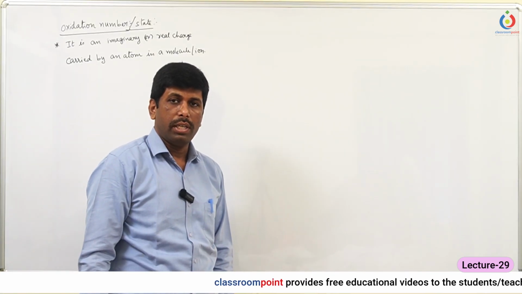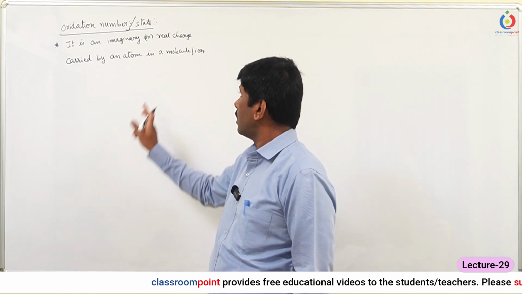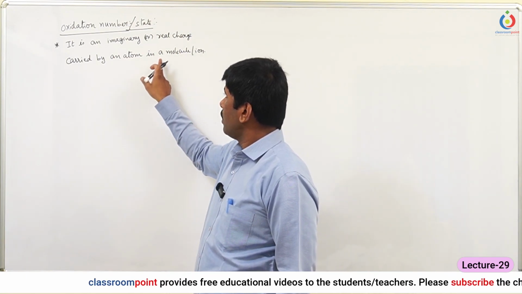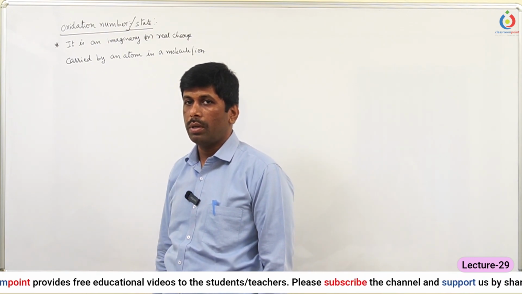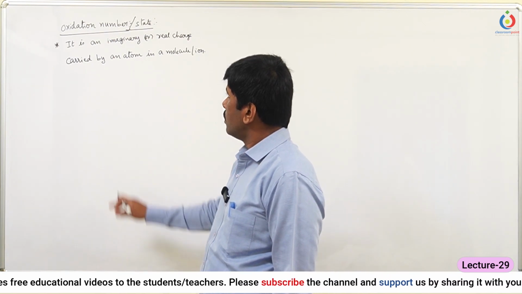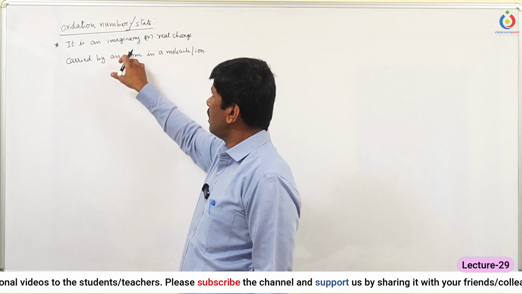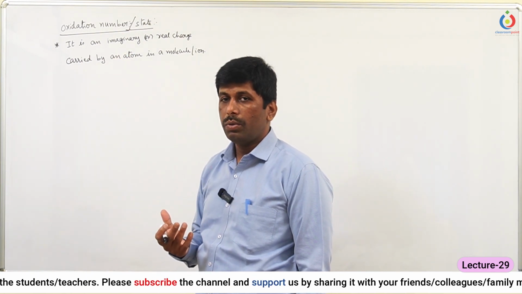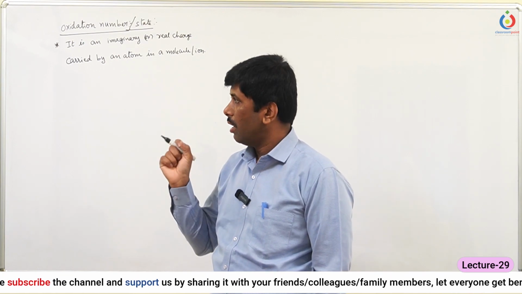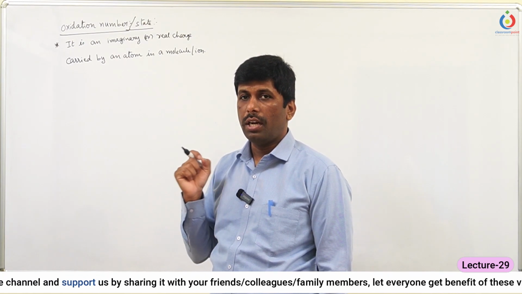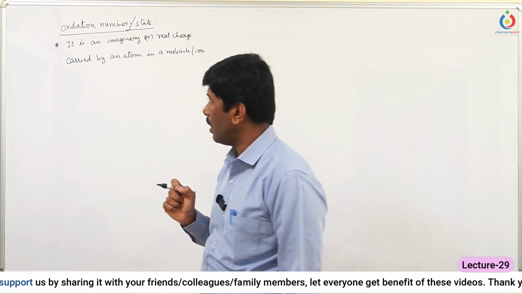So when it applies to ions, it is the real charge. When it is applied to molecules, it is an imaginary charge. That we will see in the rules on how to determine those values. So oxidation number may be an imaginary value or a real value depending on the type of species we select. Let us see some rules and how to calculate these oxidation values.